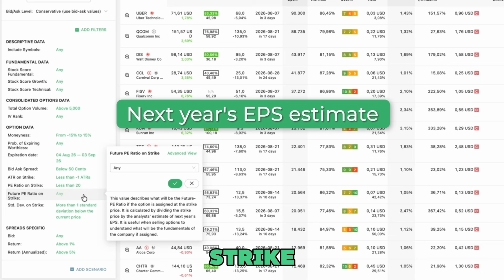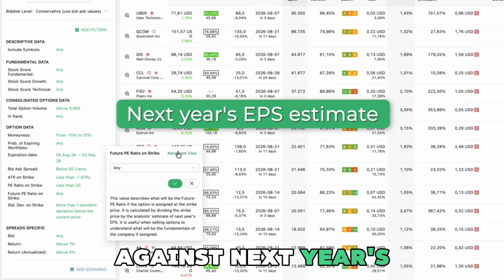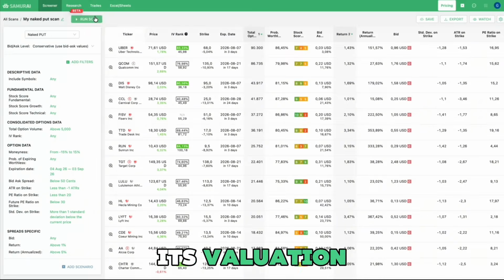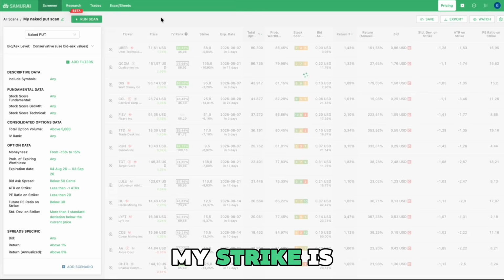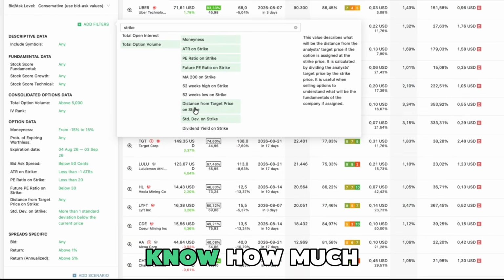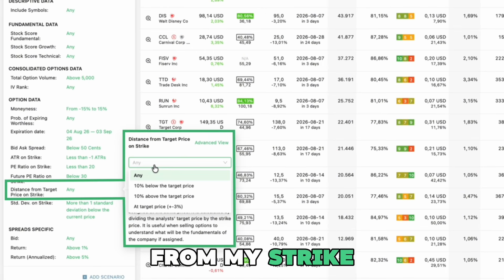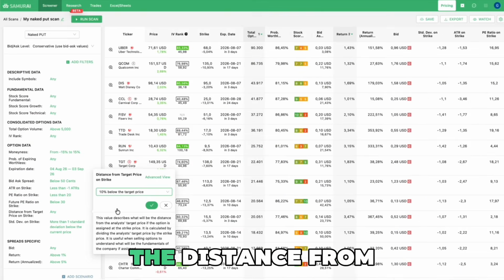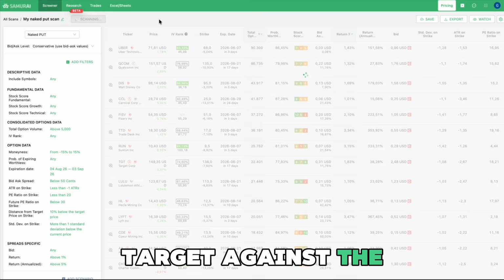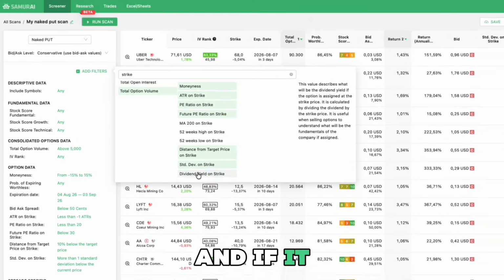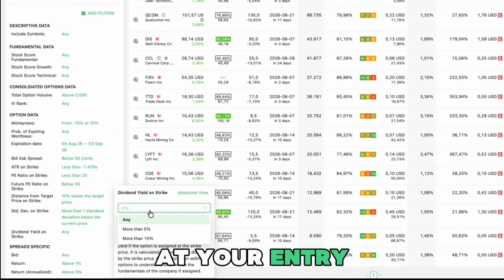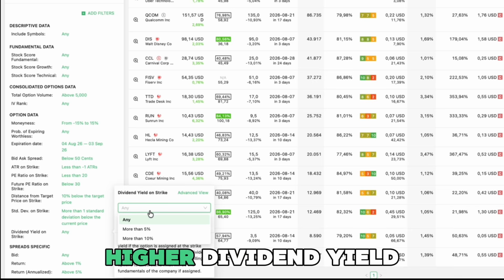Future PE on strike runs the same math against next year's estimated earnings, which is the one that matters when a company is growing into its valuation. And once the forward multiple at my strike is somewhere I'd have bought anyway, the trade suddenly becomes more appealing. Then I want to know how much room is left from my strike, not from the price on the screen. The distance from target price on strike filter measures the analyst's target against the strike instead of the current price. And if it pays a dividend, dividend yield on strike shows what you'd actually be collecting at your entry price. Buy lower and you get a higher dividend yield.